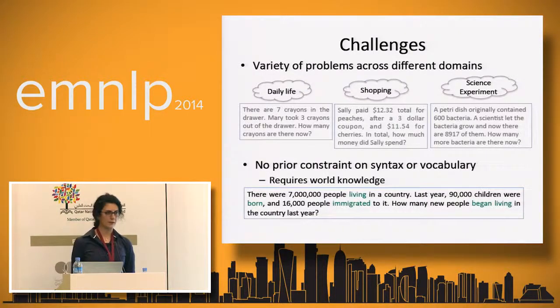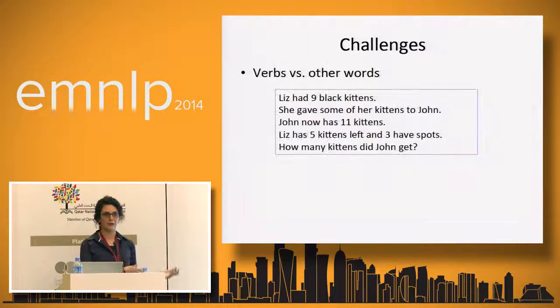So for instance, look at this story. There were 7 million people living in a country. Last year, 90,000 children were born and 16,000 people immigrated to that country. To be able to answer the question of how many people began living in that country, we need to know that we should sum the number of children who were born and the number of people who immigrated to that country.